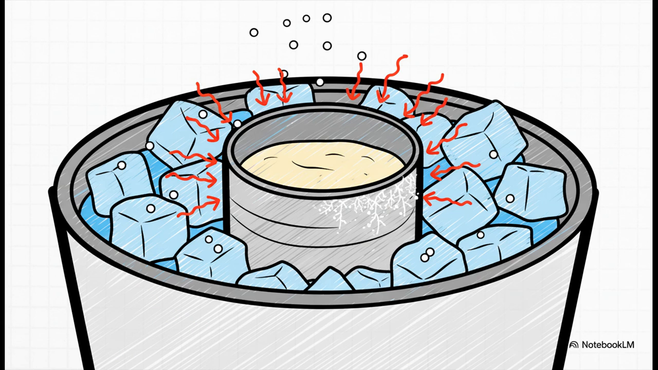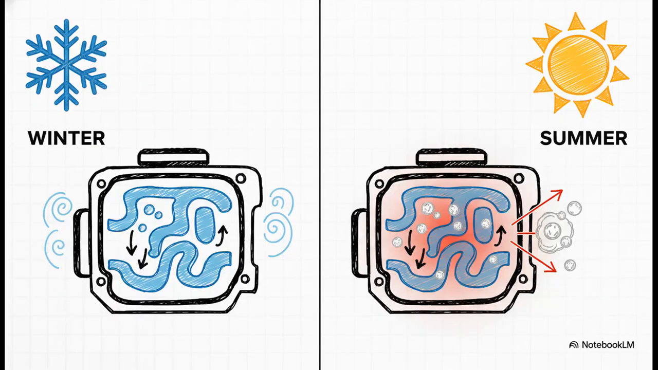But for the solid ice to melt and join the slush, it needs energy. It needs heat. And where does it get that heat? It rips it right out of the ice cream container, making your dessert freeze solid. It's brilliant. And check this out.